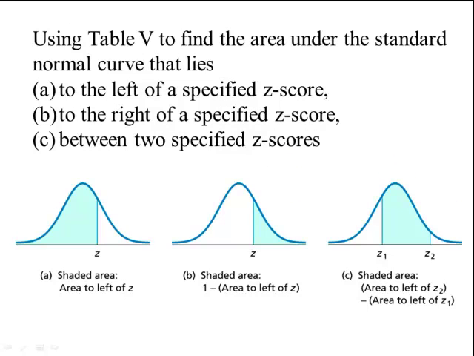So these are our 3 examples. If we want to find the area to the left of a z-score, we just look it up in the table. If we want to find the area to the right of a z-score, we look up the z-score in the table and we do 1 minus that area. And if we want to find area in between two z-scores, we look up the largest z-score, write that area down, look up the smallest z-score, write that area down, and subtract those two.